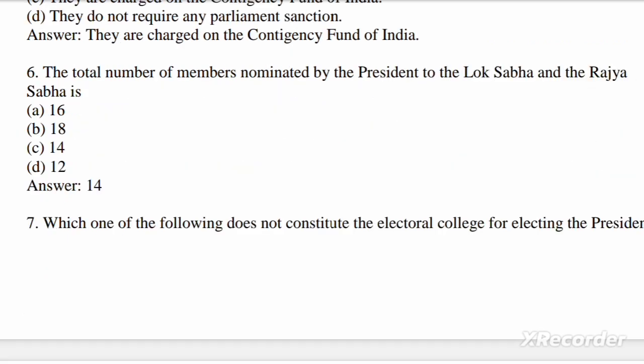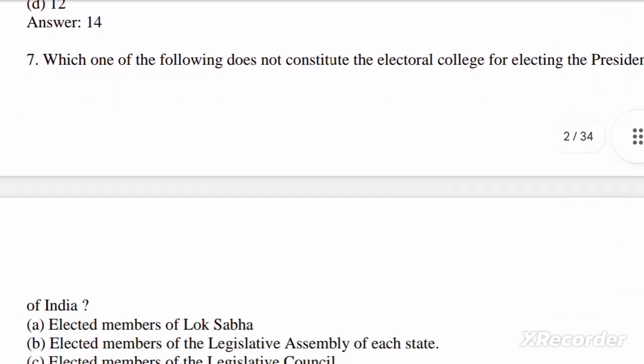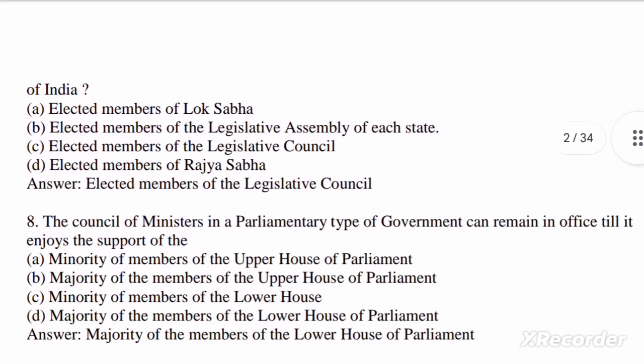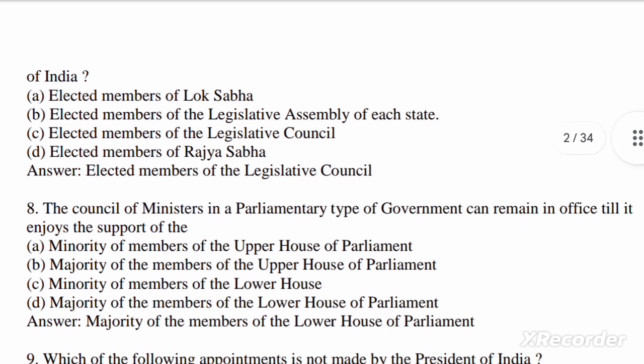Question number 7. Which one of the following does not constitute the electoral college for electing the President of India? Answer: elected members of the Legislative Council. Option C. Question number 8.